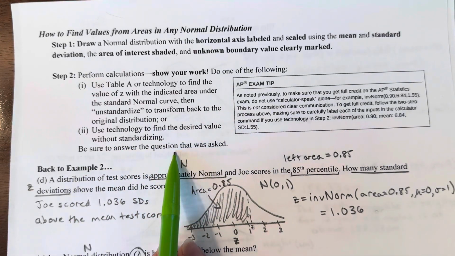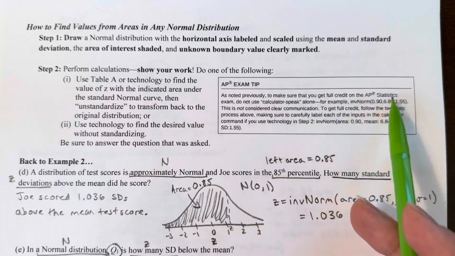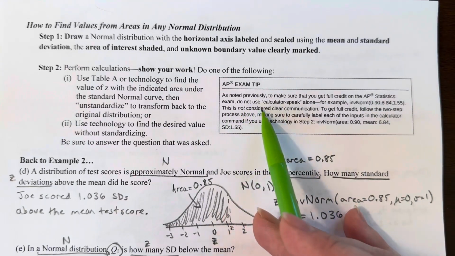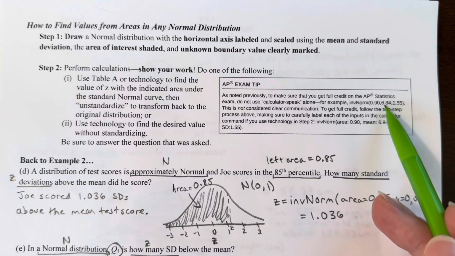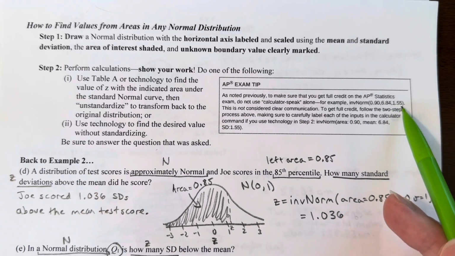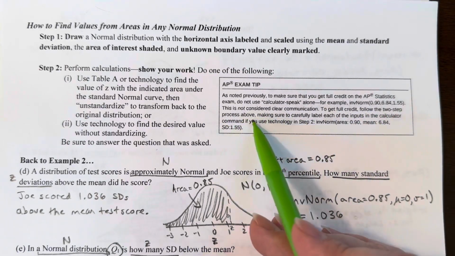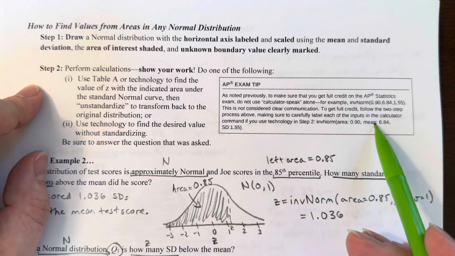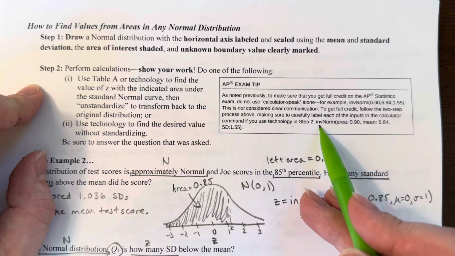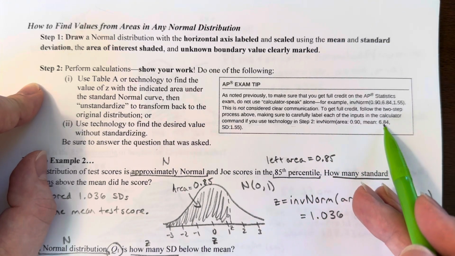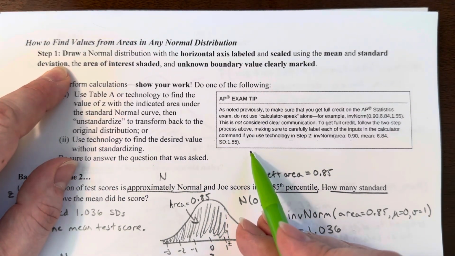Be sure to answer the question that was asked. And as noted previously, to make sure that you will get full credit on the AP statistics exam, do not use calculator speak alone. For example, inverse norm 0.90, 6.84, 1.55. This is not considered clear communication. To get full credit, follow the two-step process, making sure to carefully label each of the inputs in the calculator command if you use technology. In step 2, which is inverse norm, area is 0.90, mean is 6.84, standard deviation 1.55. You do need to draw.